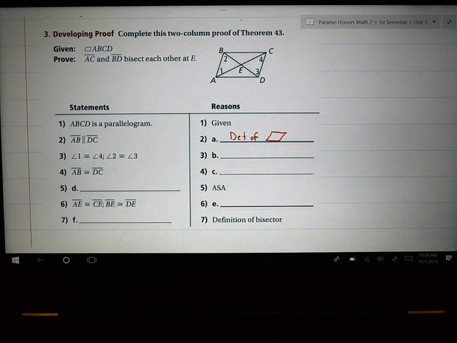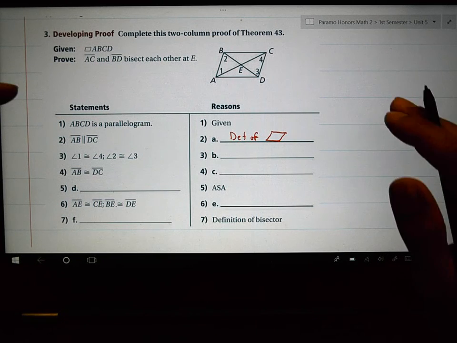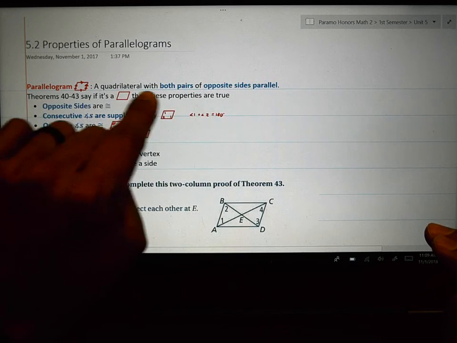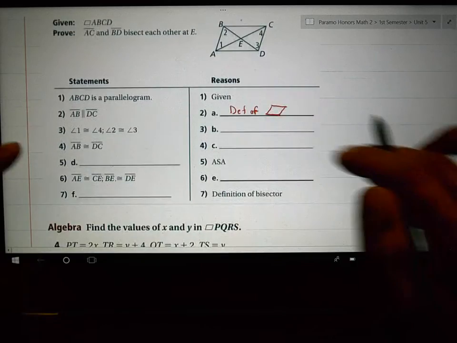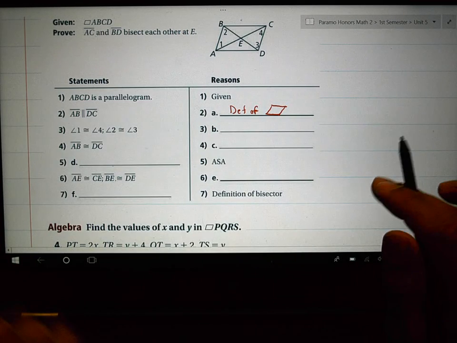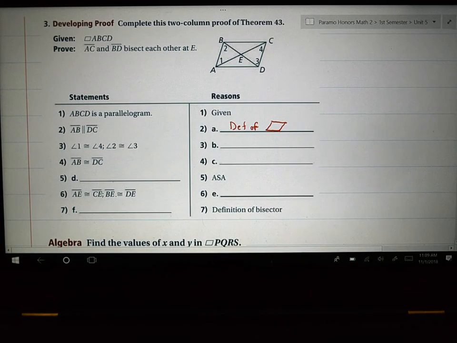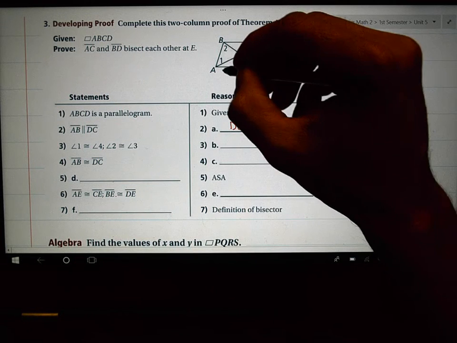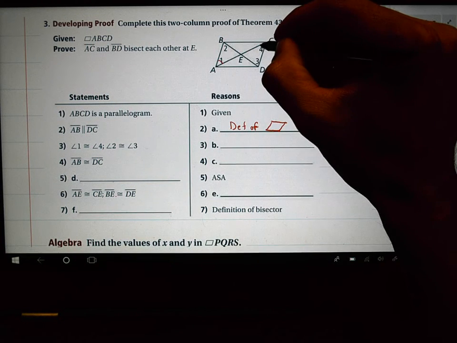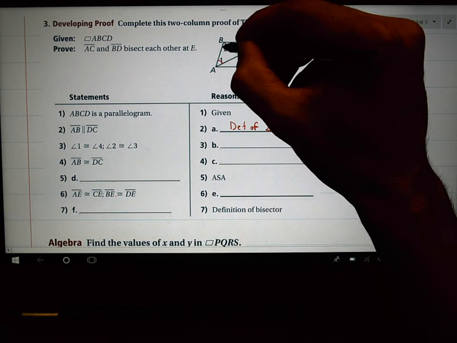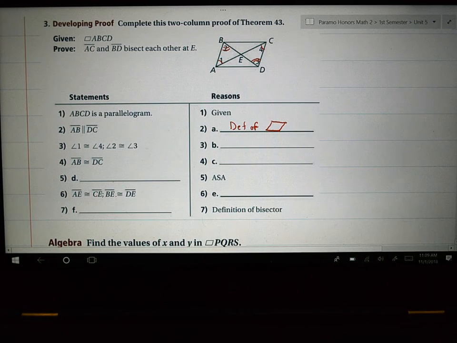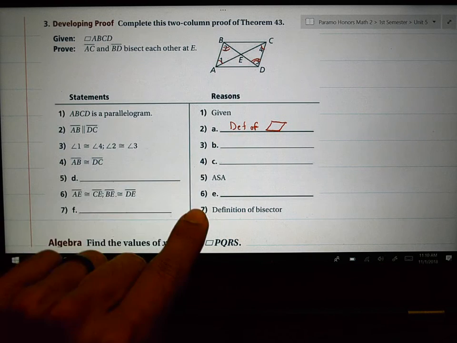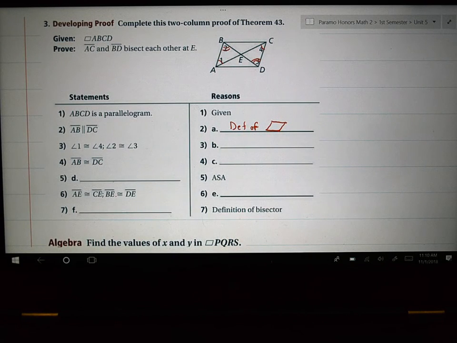Because it's a parallelogram, earlier we wrote down it's a quadrilateral with both pairs of opposite sides parallel. We're using its definition to know that this fact is going to be true about it. Then it says angle 1 is going to be congruent to angle 4, and angle 2 and angle 3 are going to be congruent as well. We know that these are parallel, and then they go right into 1 is congruent to 4, and 2 is congruent to 3.